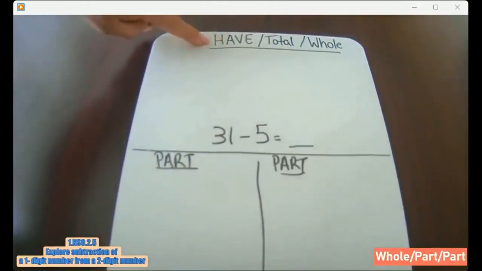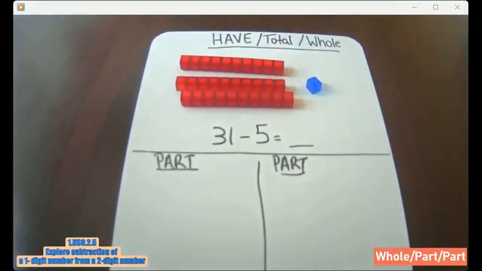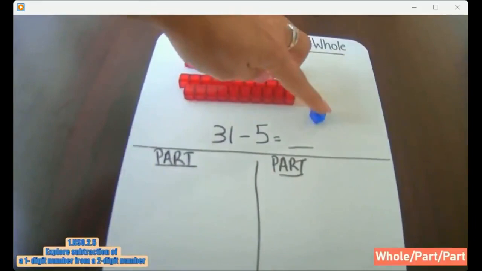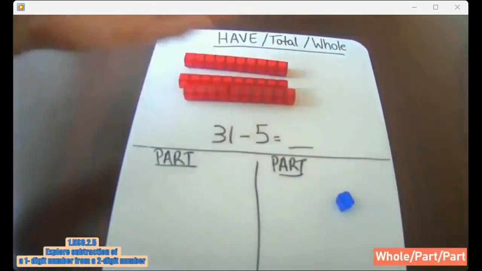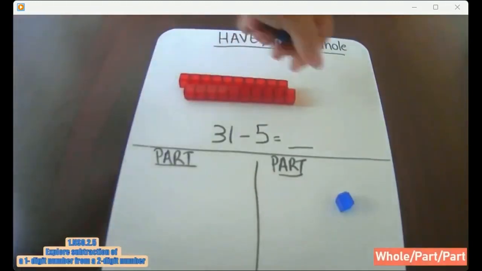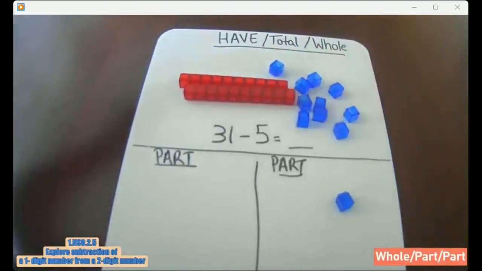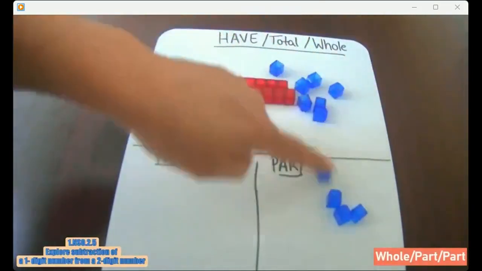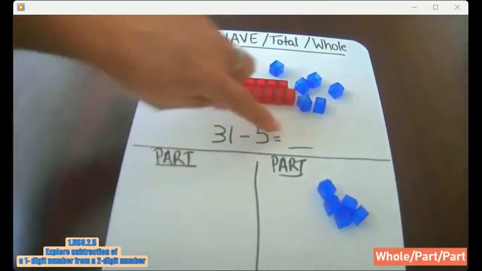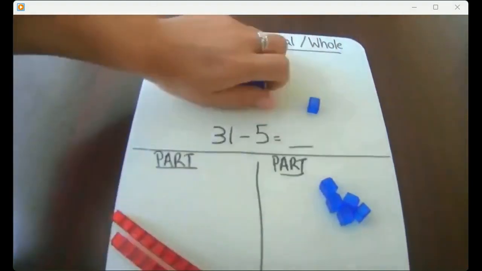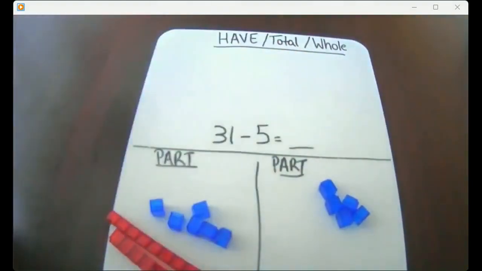Again, with this model, we are also reinforcing regrouping as needed, understanding that I can only regroup from the pile that I have, or my total. In this case, I don't have enough ones, so I need to go regroup them in my whole and continue to take away the 5 that I need to. Then we take what is left over and we put it into the other part.